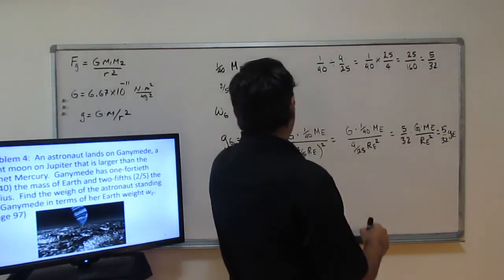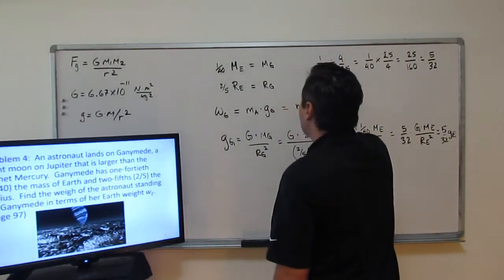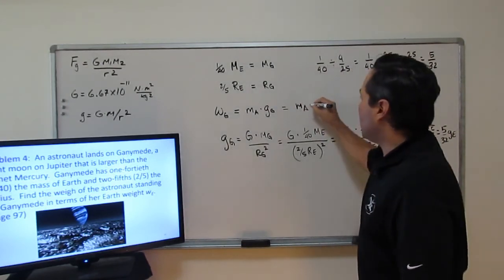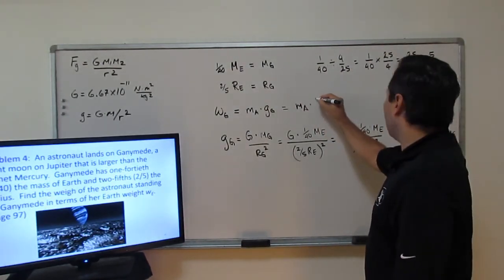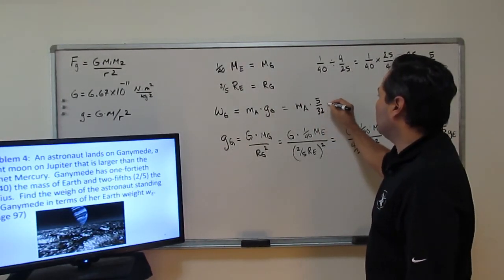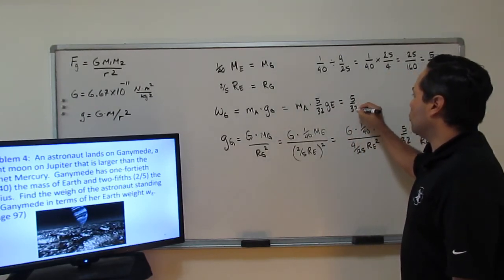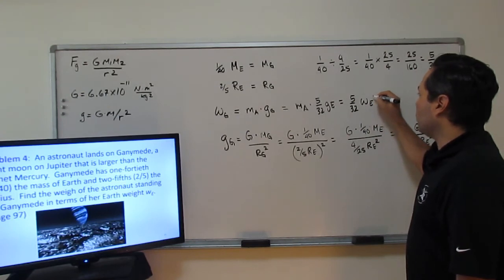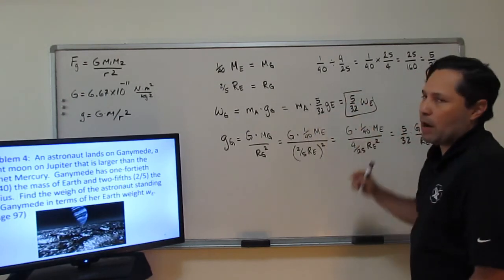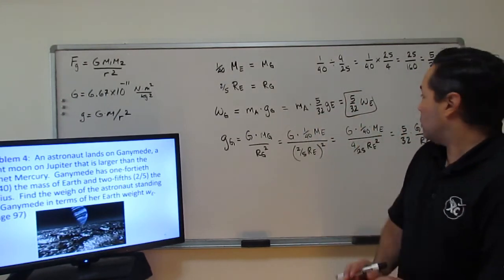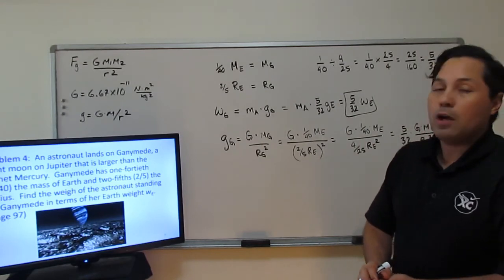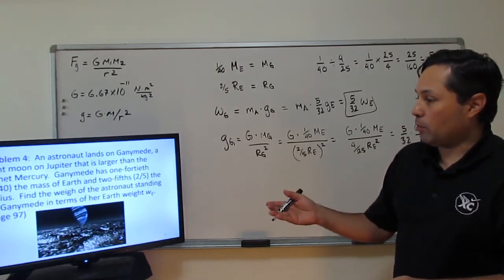Alright, now let's plug that into the mass. So it's the mass of the astronaut times 5 over 32 the gravity on Earth. That's going to give us 5 over 32 the weight on Earth, because weight is mass times gravity. So that gives us the answer for problem number 4.